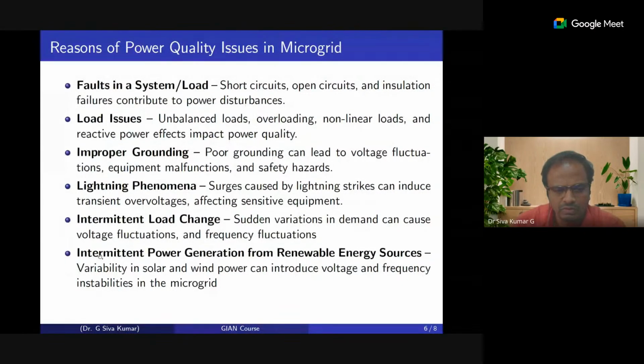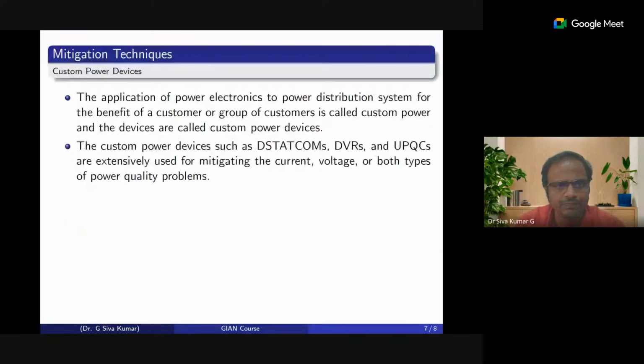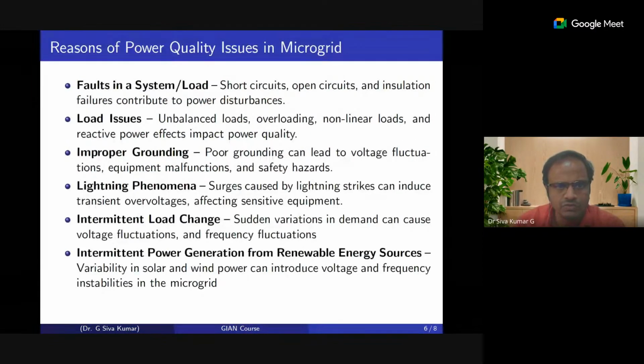When you talk about intermittent power generation, whenever you have a microgrid system, you are going to have an effect on the voltage and frequency stability in the microgrid. But when you talk about a distribution system, this won't arise because your distribution grid is, what to say, a stiff source. So it won't have an effect on the voltage and the frequency. These are the issues which arise in the microgrid.